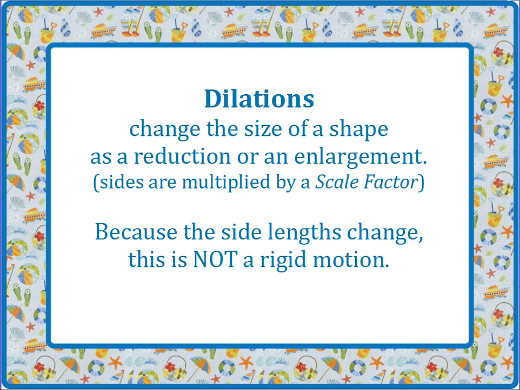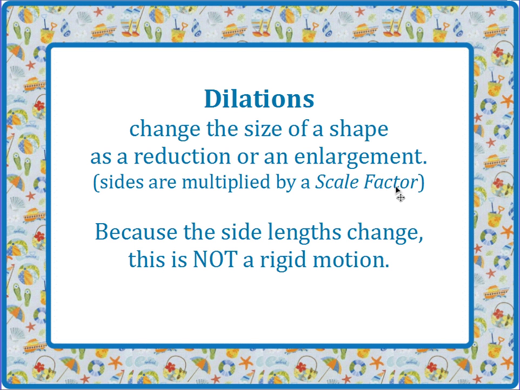Dilations, on the other hand, are a change in the size of a shape. Dilations can be a reduction if the shape gets smaller, or an enlargement when the shape gets larger. In a dilation, all the sides are multiplied by a scale factor. If the scale factor is larger than 1, we're going to get an enlargement. An example of that is if I take the pre-image and multiply all the side lengths by 2. That would give me a larger shape that's double the size of our original pre-image.